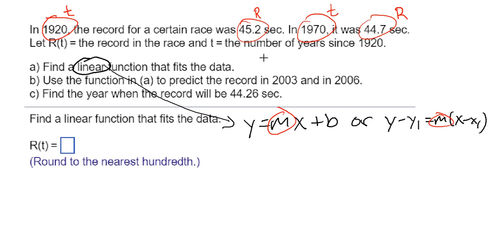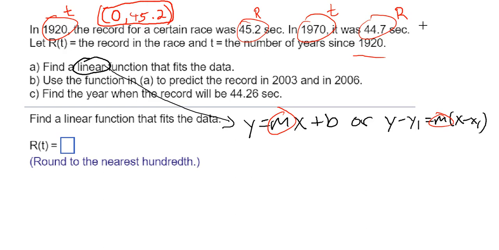Now, we want t to be the number of years since 1920. So what's the number of years since 1920 for the year 1920? It's 0 years since 1920, right? It's right on the dot that year. So the time we're measuring is from the year 1920. And if we're in the year 1920, the time that has passed is 0 years, comma, the record, which is 45.2. All right, so that is our first point.